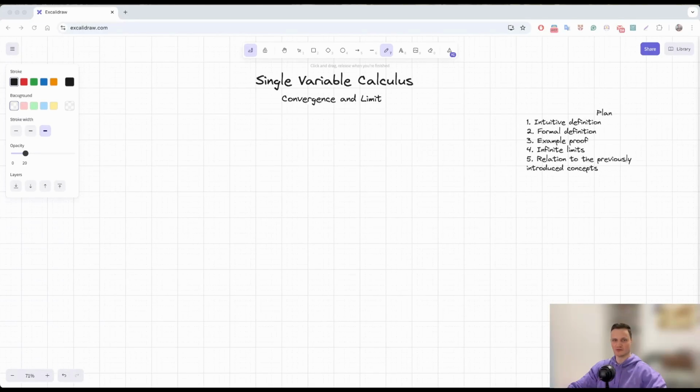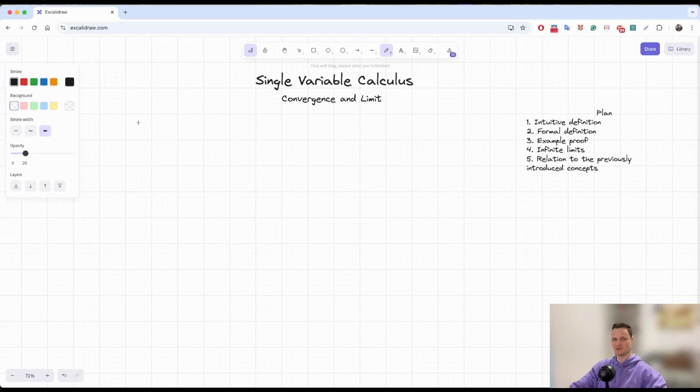Welcome back to our calculus series. In our previous video we introduced the concept of boundedness and talked about infinitely large and small sequences. Today we'll talk about an extremely interesting property of sequences called convergence, and we'll define the concept of a limit, which is one of the most fundamental notions in mathematical analysis.